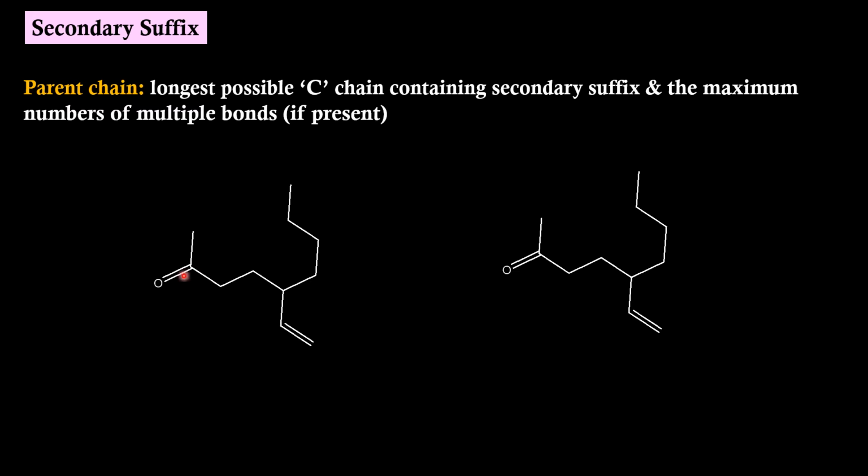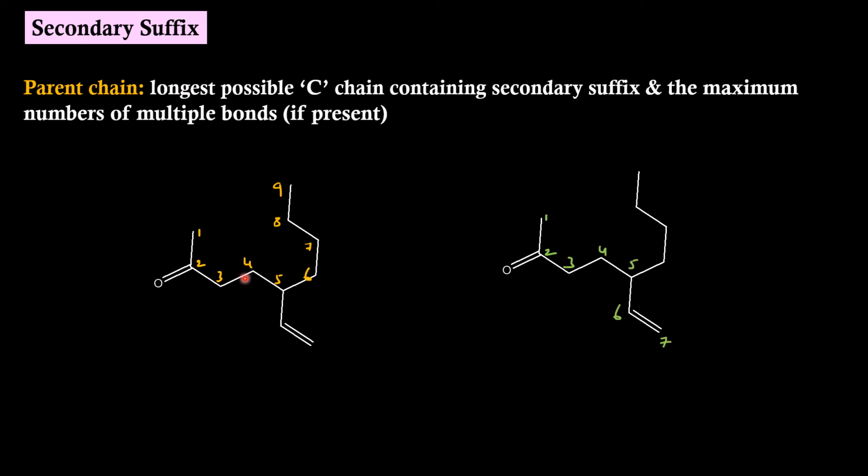In this molecule, double bond O is a secondary suffix. So our parent chain should include this portion. Let us try to number it. 1, 2, 3, 4, 5, 6, 7, 8, 9. This is the longest possible carbon chain, but it's possible to number in one more way. 1, 2, 3, 4, 5, 6, 7.